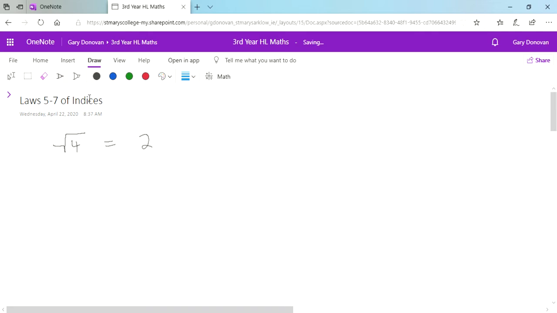Well, technically it could be plus 2 or it could be minus 2, because we know that plus 2 times plus 2 gives us 4, but also minus 2 times minus 2 gives us 4. So there's actually two answers to this, plus 2 or minus 2. So we know that when we see a square root sign, it's basically asking what number multiplied by itself would give you this number, 4.